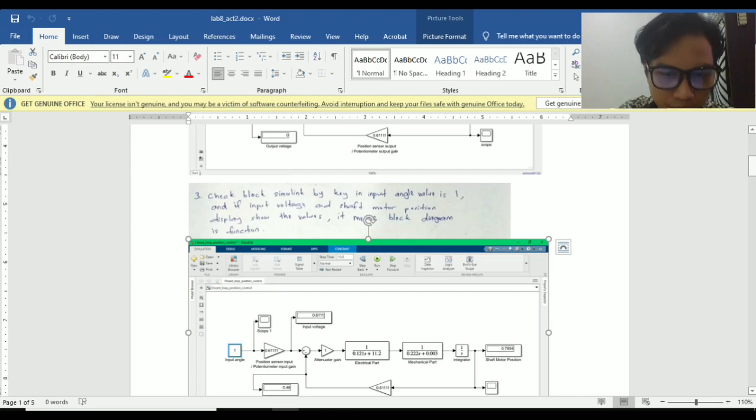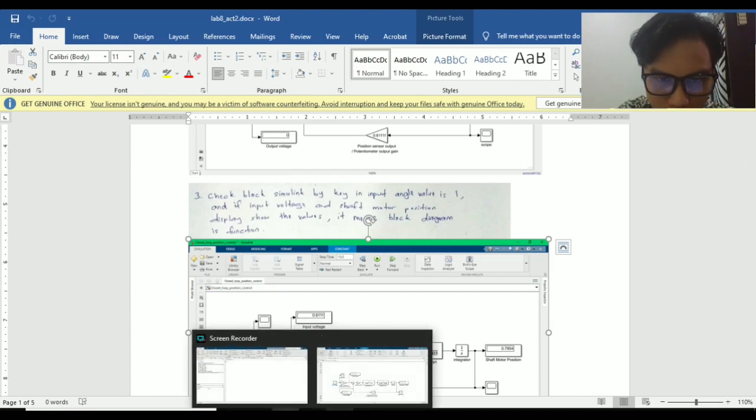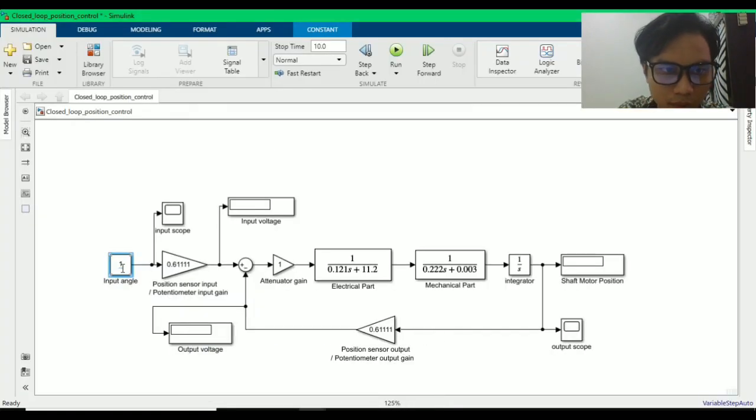So just do step 3. This one, and the gain is 1. So run. When we run, it displays the input voltage and shaft position, and our output voltage is also displayed. So this diagram is functioning.